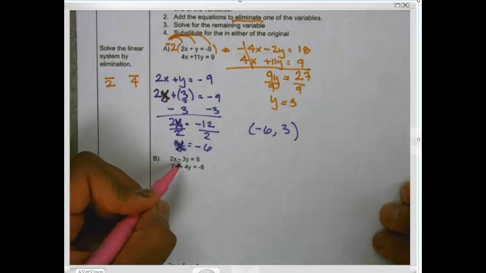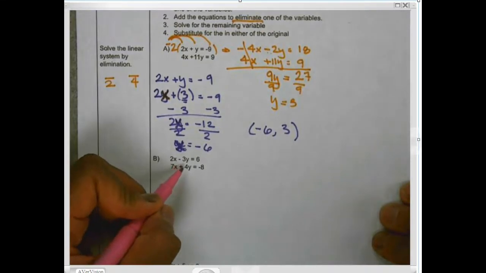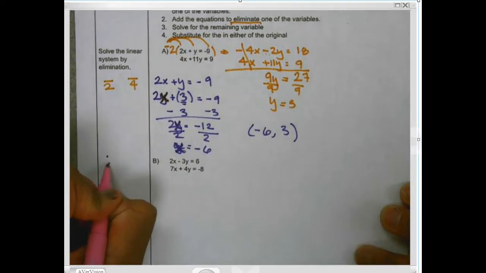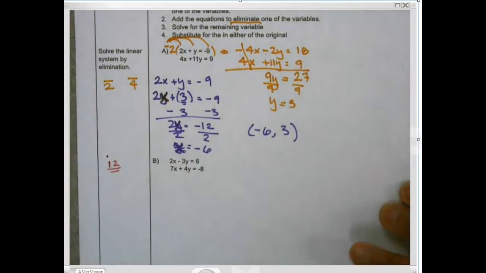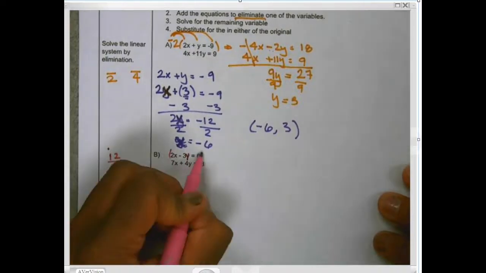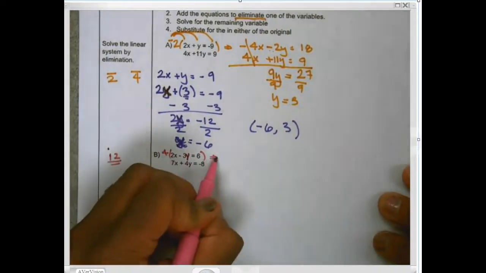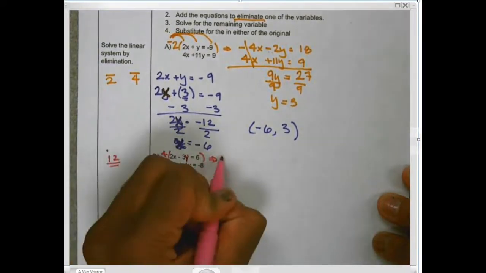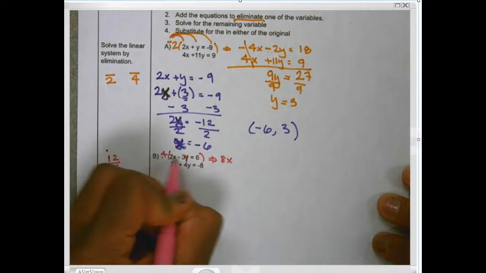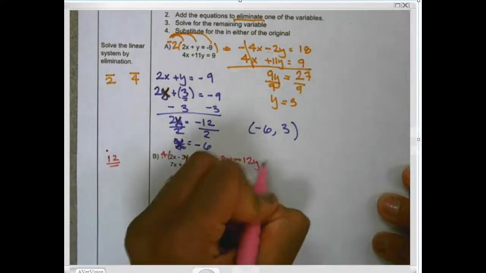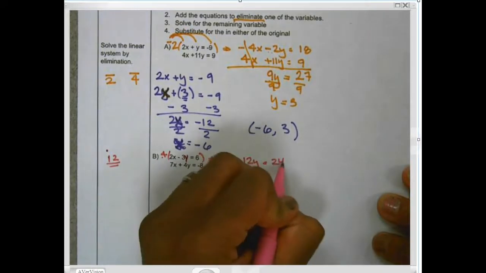So now I'm thinking, okay, what's the smallest number that 3 and 4 can go into? 3 and 4 can both go into 12. So that's the number I'm going to try to get them both to. So I'm going for the y's. I have negative 3y right now, so I'm going to multiply by 4. And I'm going to distribute: 4 times 2x is 8x. 4 times negative 3y, minus 12y equals 24.